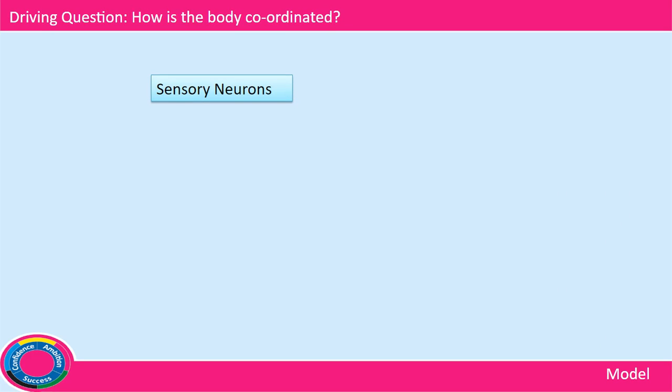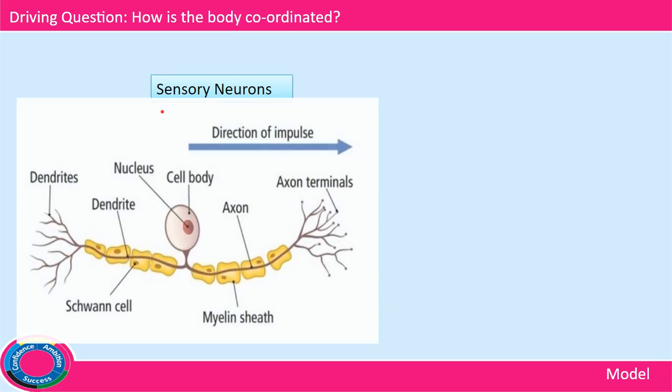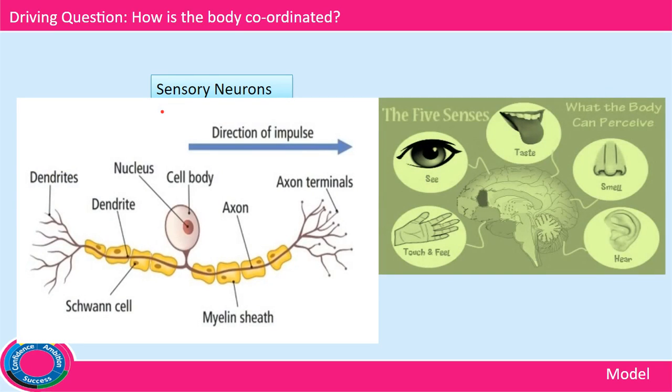Brilliant. Let's look at sensory neurons. This is the first type of neurons that we'll be looking at. As you can see from the word here, senses are involved. The sensory neurons transmit electrical impulses from the sense organs.